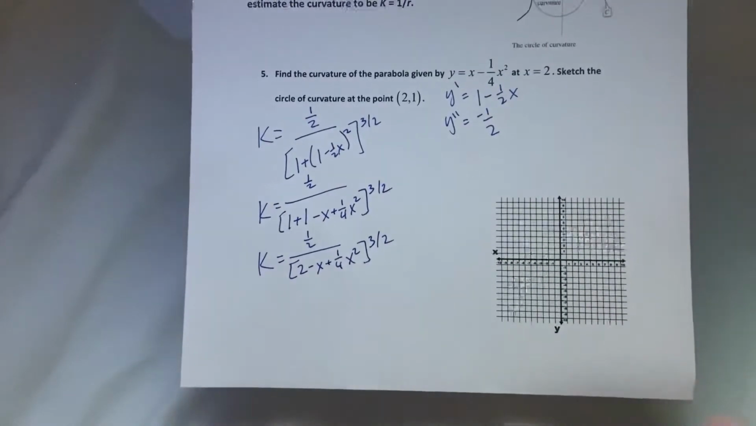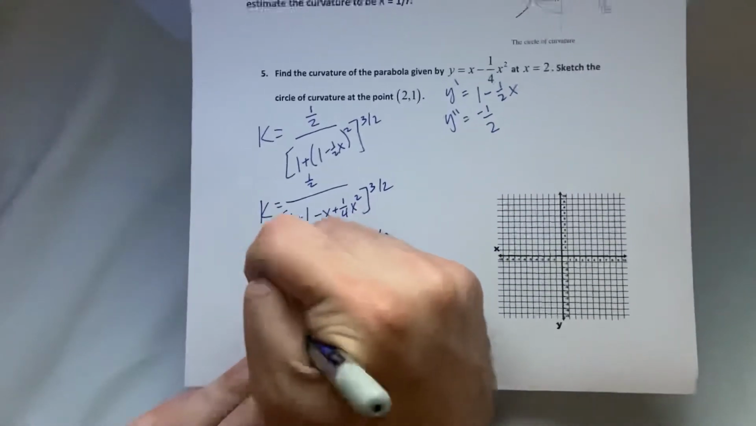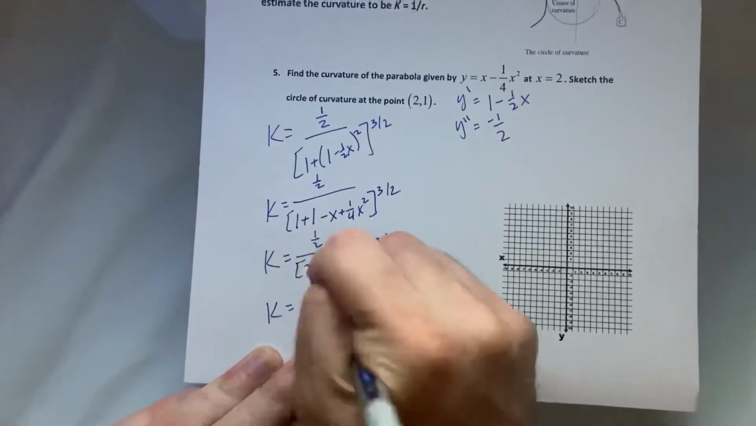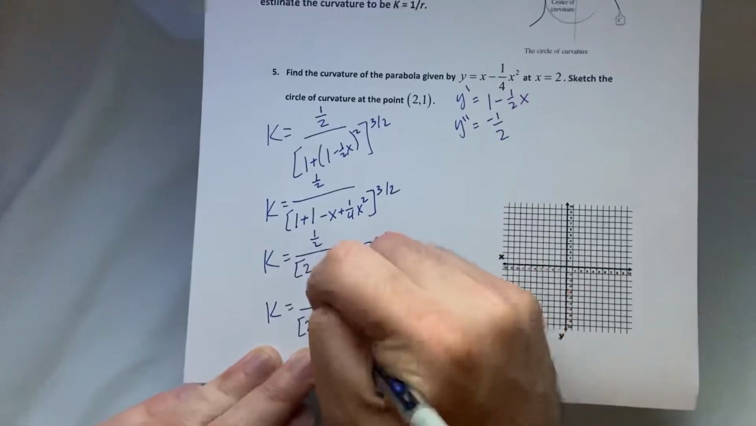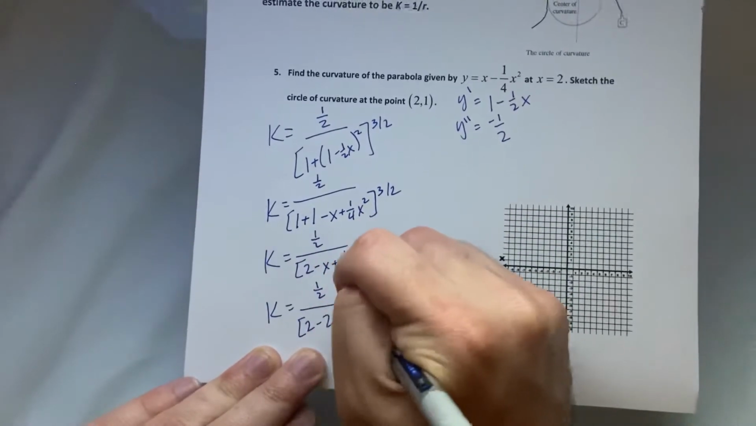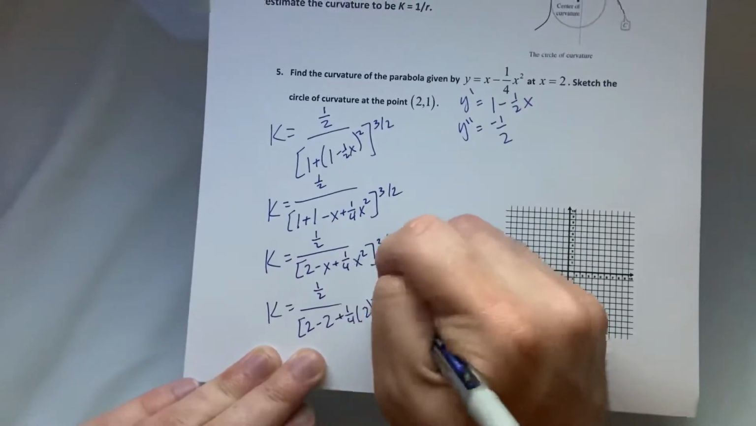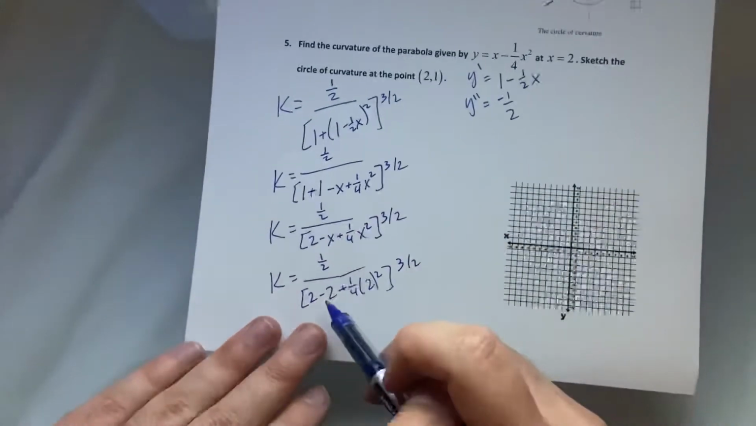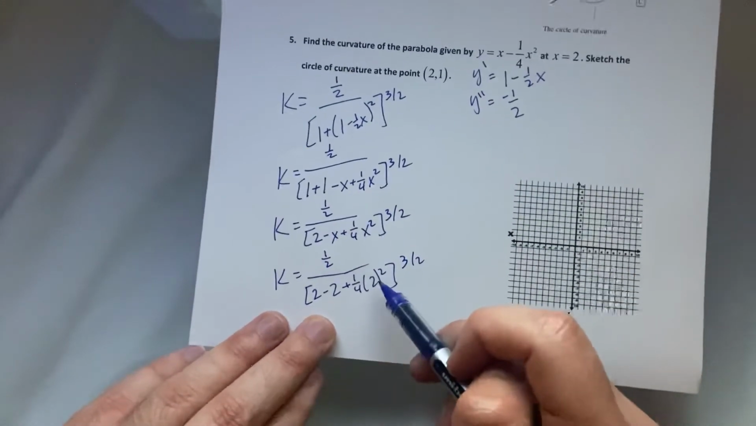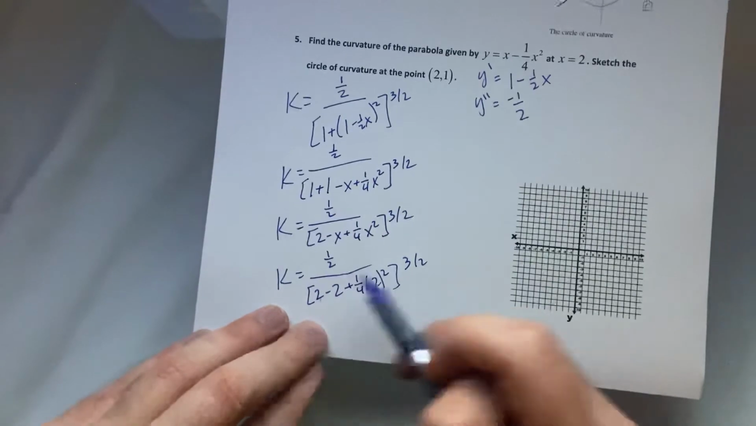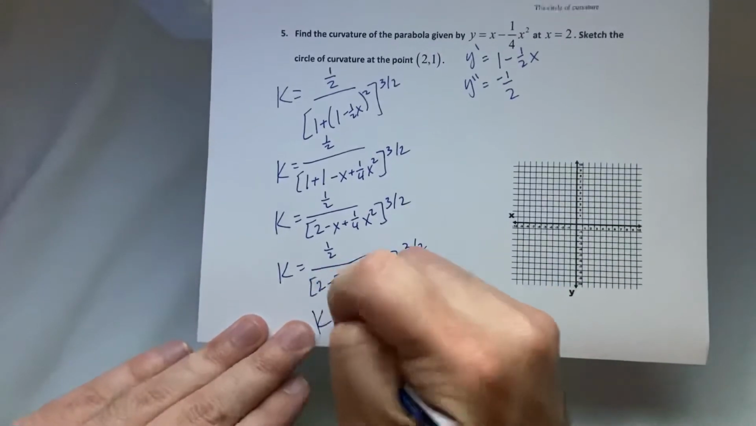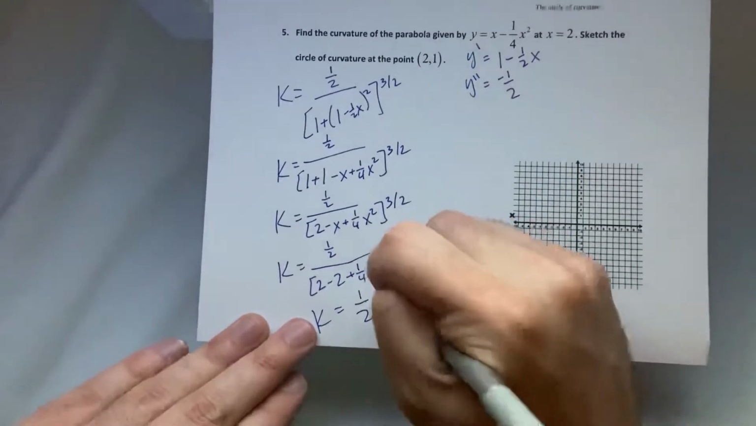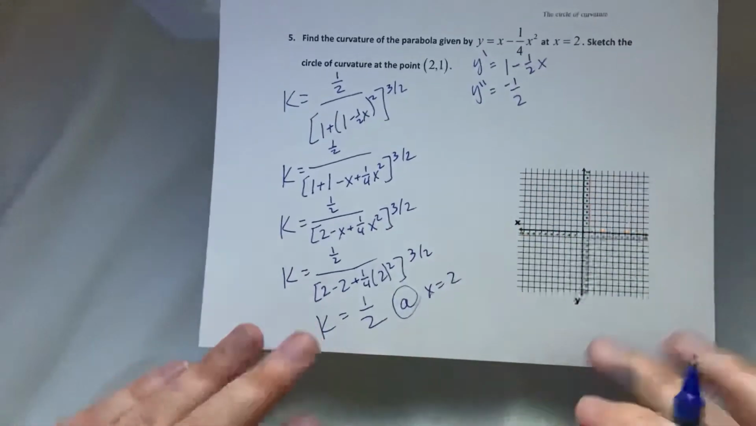So this would be unpleasant to expand further, but we can plug 2 in. 1/2 over (2 minus 2 plus 1/4 times 2 squared), all to the 3/2. Now something nice happens here. These cancel. 2 squared is 4. 4 times 1/4 is 1. So this whole thing is 1 to the 3/2. So k is just 1/2 at x equals 2.